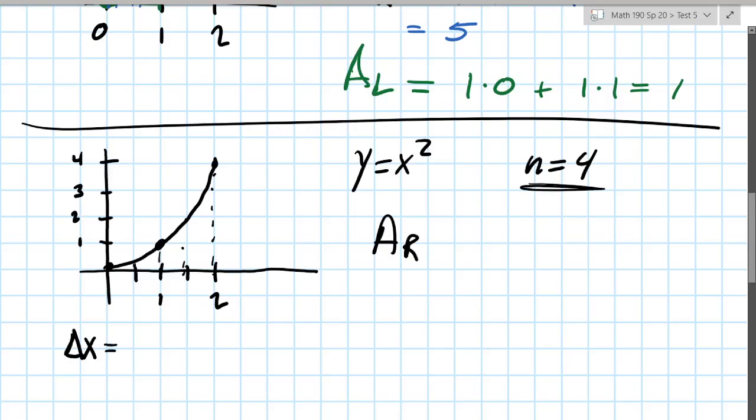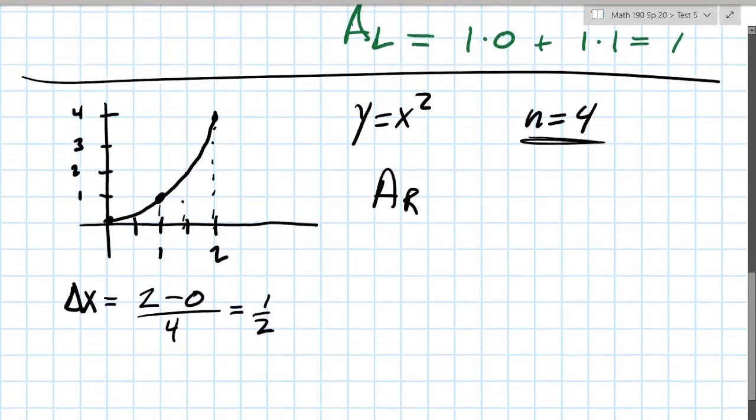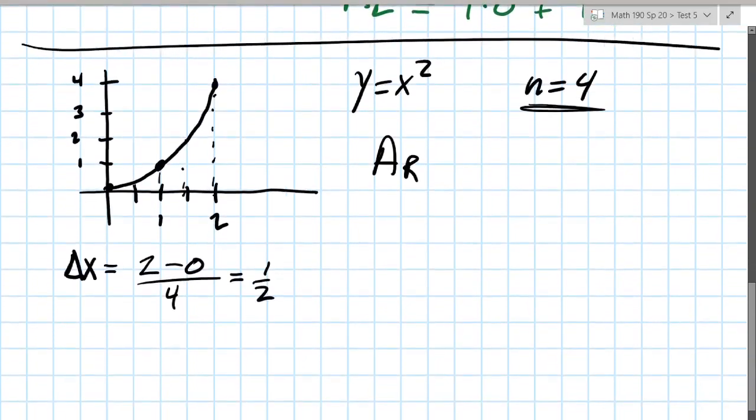It's going to be, let's see, the whole interval is 2 minus 0, because we're going from 0 to 2, cut up into 4 parts. So each of these rectangles is going to be 1/2. So that's my base, 1/2. So base times height.